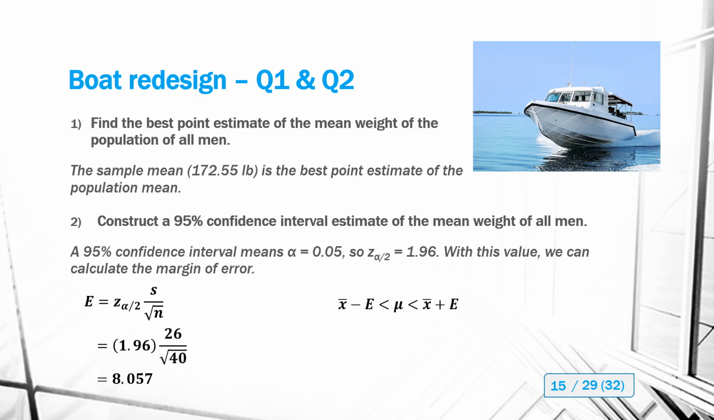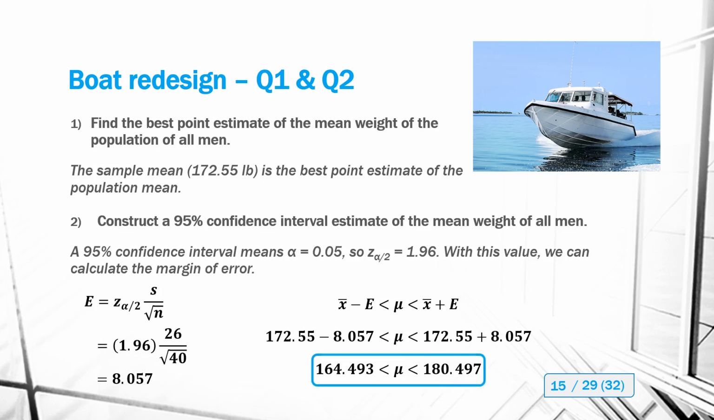Now we have everything we need to construct our 95% confidence interval. Here's the format. We substitute in our values for x bar and e, and out comes 164.493 to 180.497. This then is our 95% confidence interval estimate.